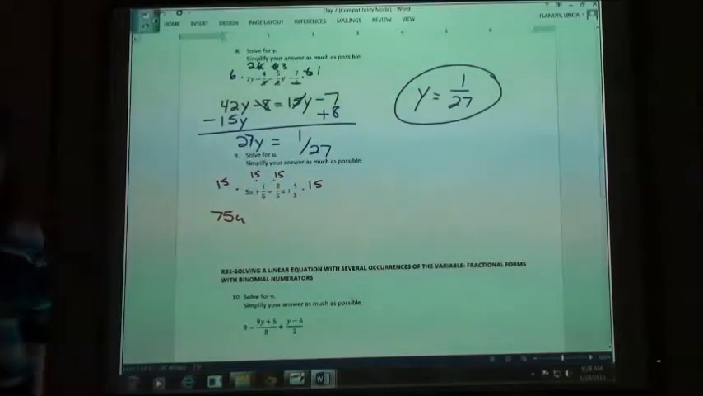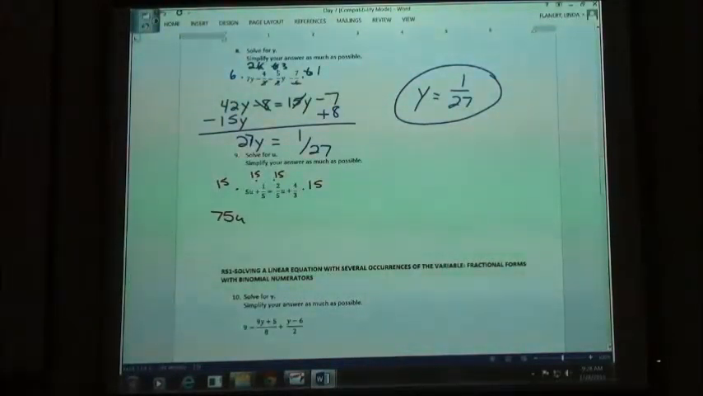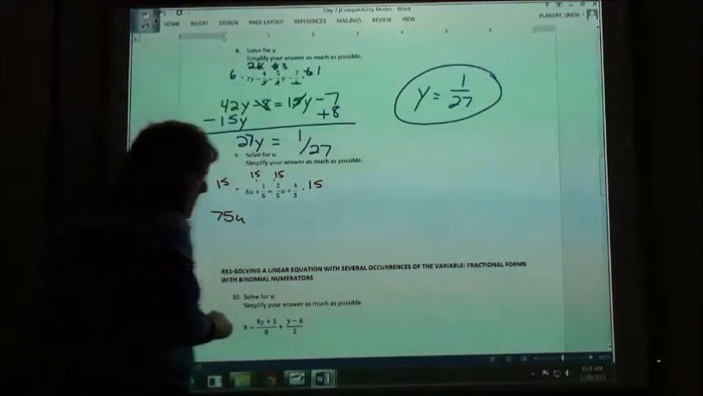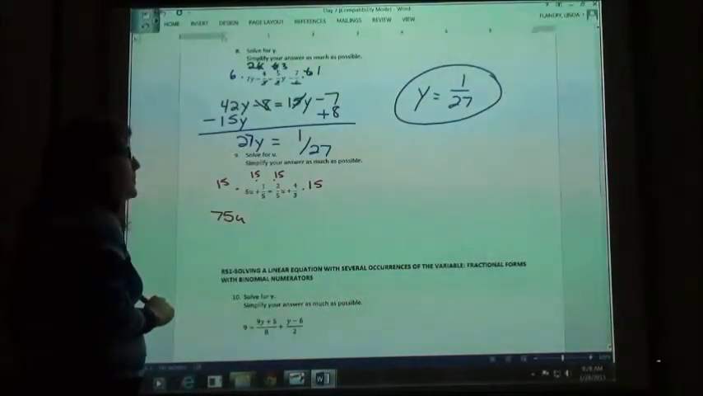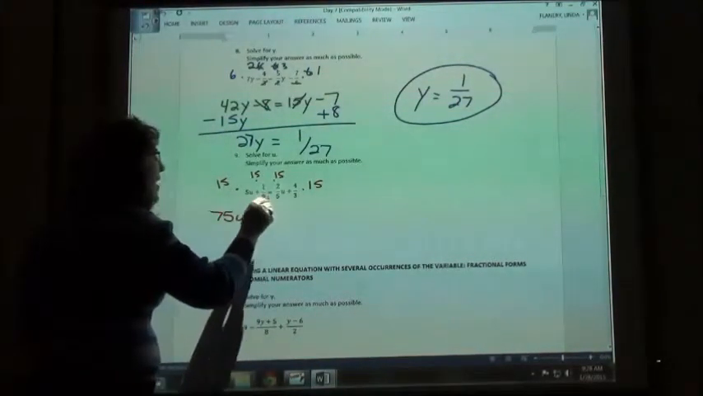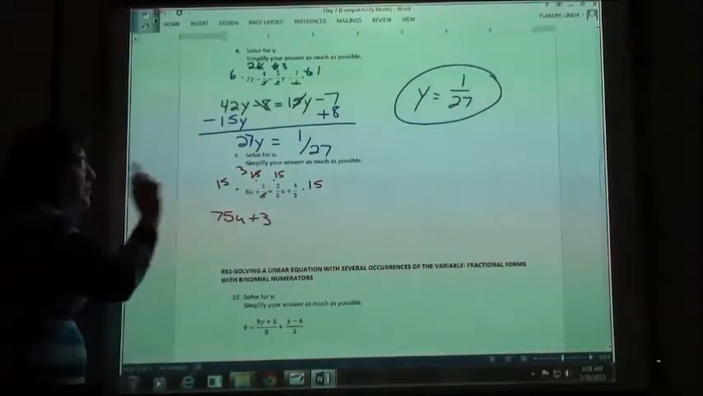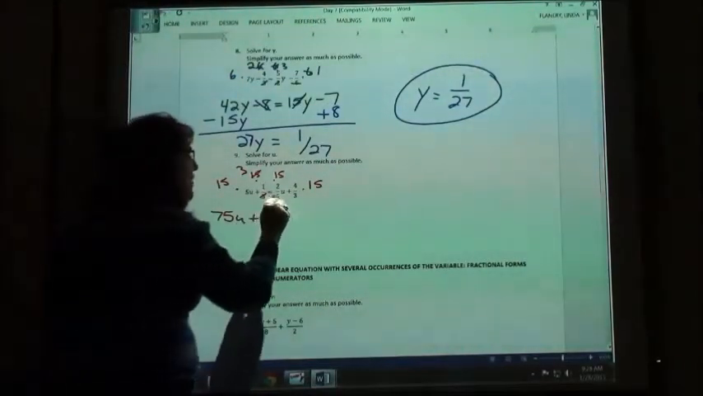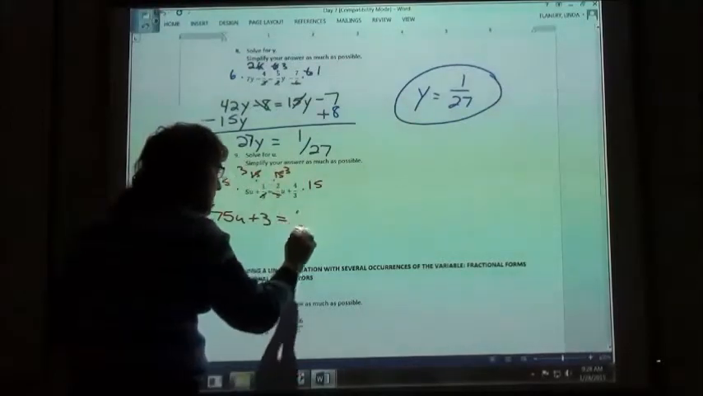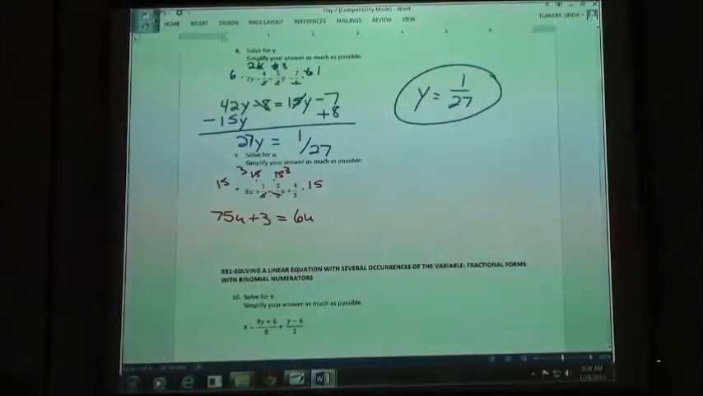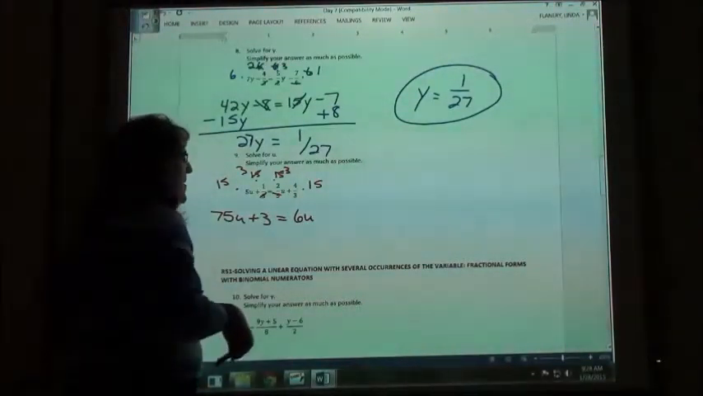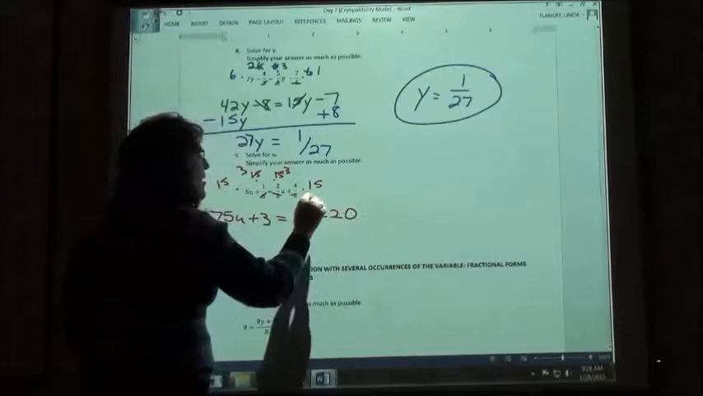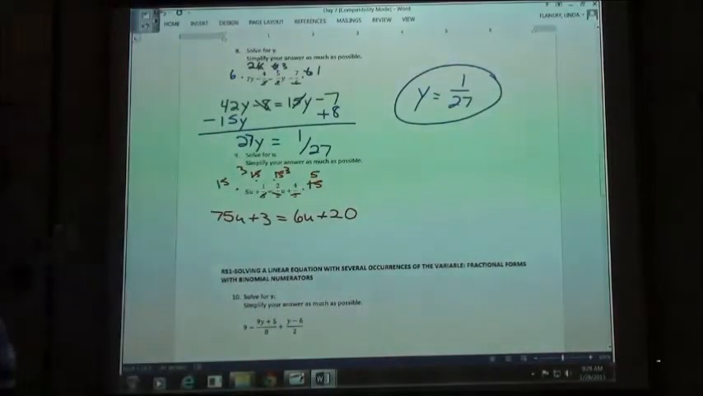15 times my 1/5 gives you plus 3, because 5 goes into 15 3 times, and 3 times 1 is 3. Equals 15 times my 2/5 u. 5 goes into 15 3 times, and 3 times 2u is 6u. And 4/3 times 15 plus 20. 3 goes in there 5 times, and 5 times 4 is 20.